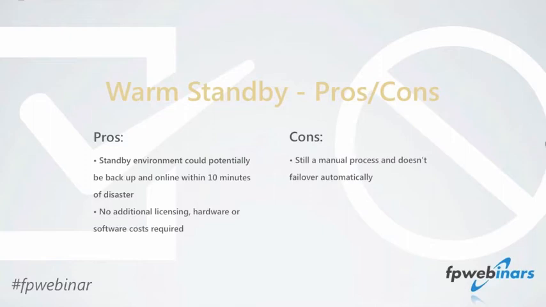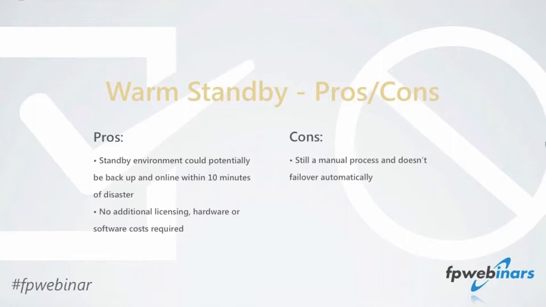The biggest cons of the warm would be that it is still a manual process. It doesn't fail over automatically. DNS still needs to be updated manually, so there is some time there. Some cost savings for warm: it's pretty similar to the cold. There are a few additional hardware charges, but as we know, licensing is very expensive, and since these replica servers will be powered off, there are no additional charges for licensing. So there's a huge cost savings there.